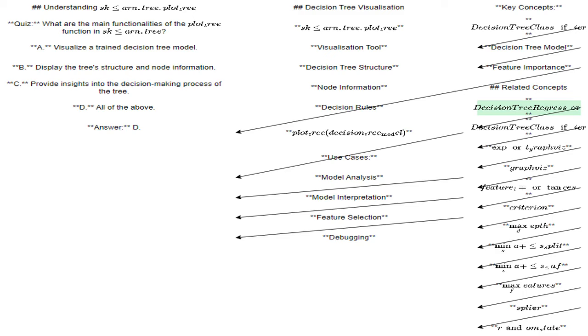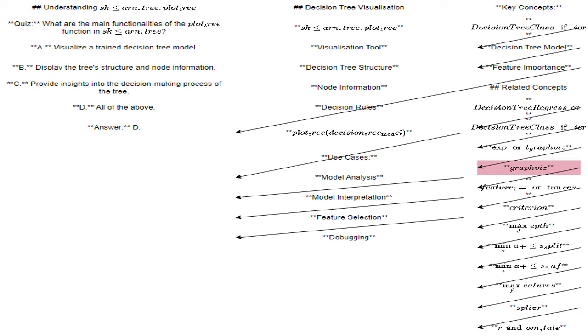It creates a graphical representation of the tree structure, making it easier to understand the model's decision-making process. B. Display the tree's structure and node information. True. The generated visualization shows the tree structure, including the internal and leaf nodes, branches, and the decision rules associated with each node. This provides a visual representation of the tree's organization and how it classifies or predicts data.